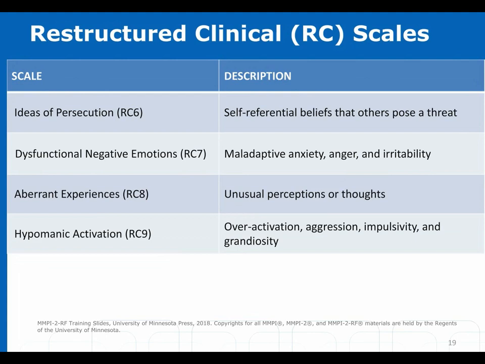Finally, we have the hypomanic activation scale. This scale assesses characteristics consistent with hypomania, and these are going to be more trait-level, chronic indicators of hypomania, including overactivation, aggression, impulsivity, and grandiosity. As we'll talk about when we get into specific problem scales, the best indicator of a manic state on the MMPI-2-RF is actually the activation-specific problem scale.